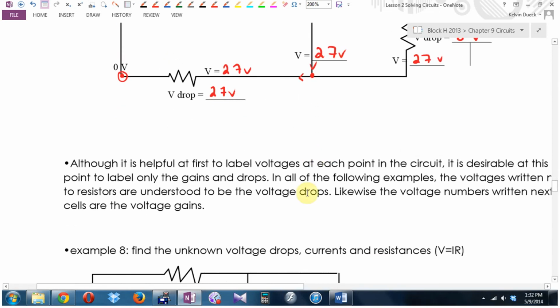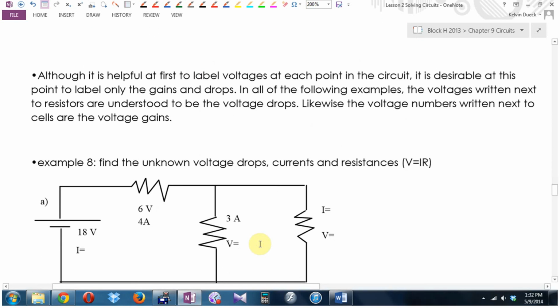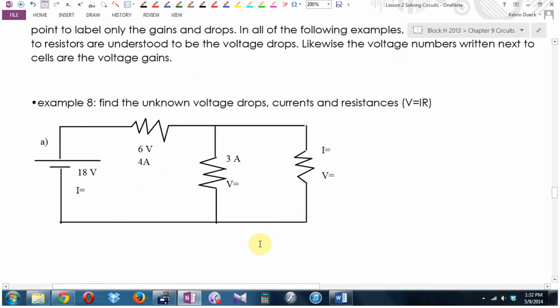So in all of the following examples, if I write a voltage next to a resistor, Adrian, that's negative. You're losing voltage because you're going through a resistor. If I write a voltage next to a battery, you're gaining voltage because that's what a battery does. Is that okay?